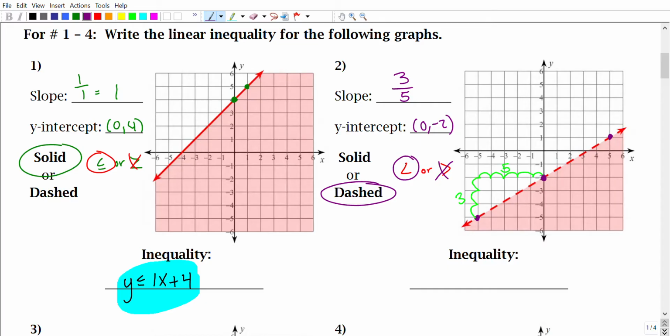So let's throw it all together into our new inequality. So we have y is less than my slope, which is 3/5, x minus 2. So my final answer is y < 3/5 x - 2.